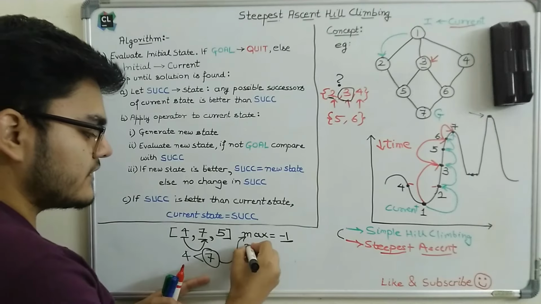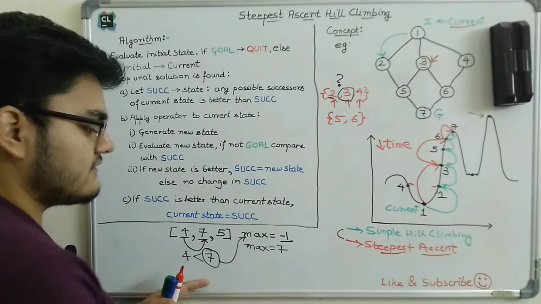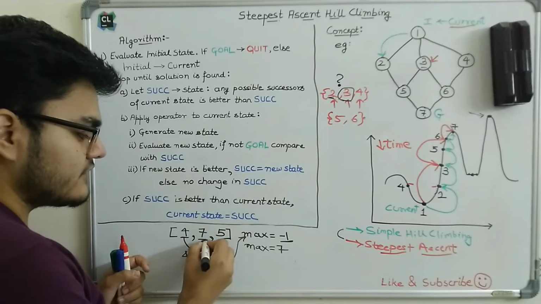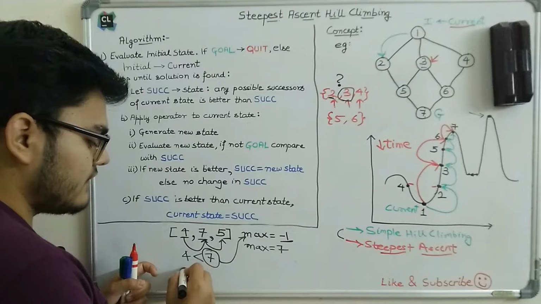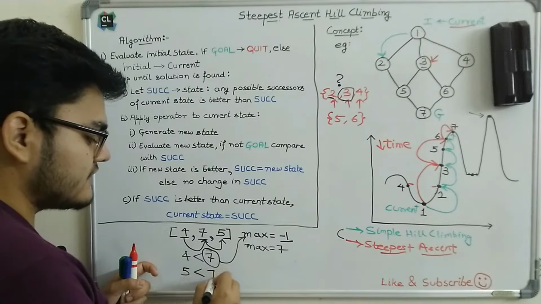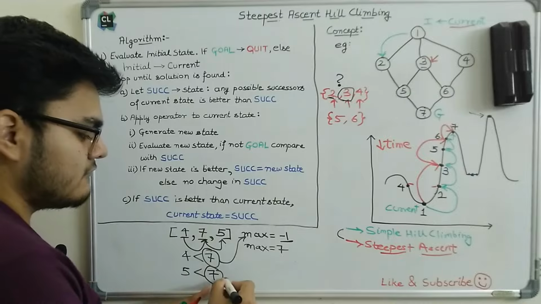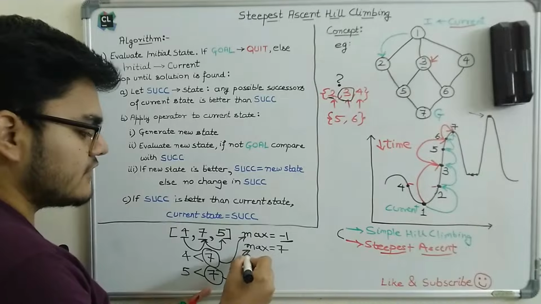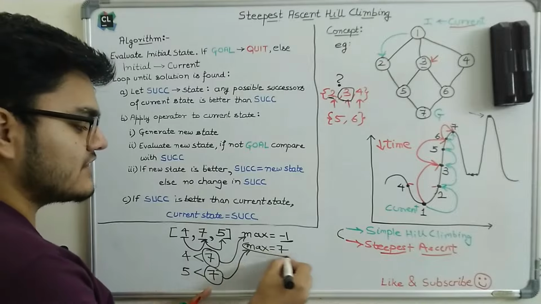So what we are going to do is assign max equals 7. In the next iteration we pick up 7 and 5, right? Out of 7 and 5, we know that 5 is less than 7, so again we pick up the higher element. We will again compare it with the value of max. Now you can see it is already equal to max, so we are not going to change it, right?